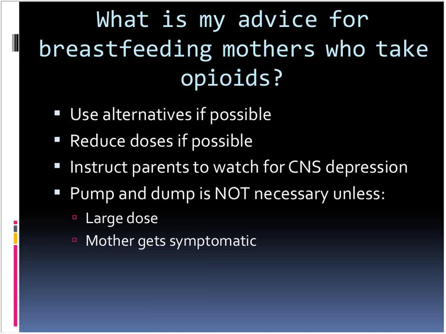We want to encourage breastfeeding as much as we can, and so only advise mothers to pump and dump their milk if they're taking large doses of opioids or large doses of something that is potentially harmful, or, in a non-opioid realm, if it is truly something that is in the list of things that are toxic to the infant. But then also, as far as opioids go, if the mother gets symptomatic, she should not be breastfeeding at that point. That is when her serum concentration is likely highest, and she's going to expose the child to the most amount of opioids at that point.